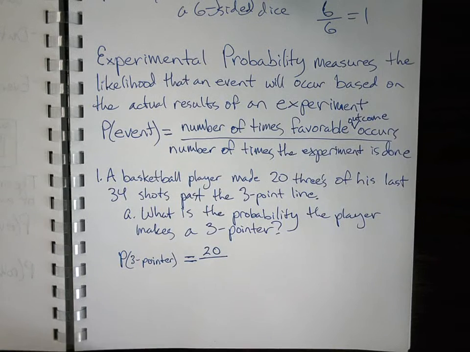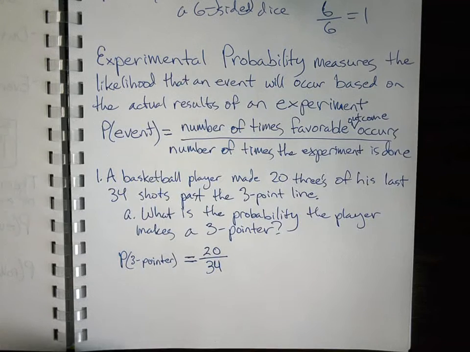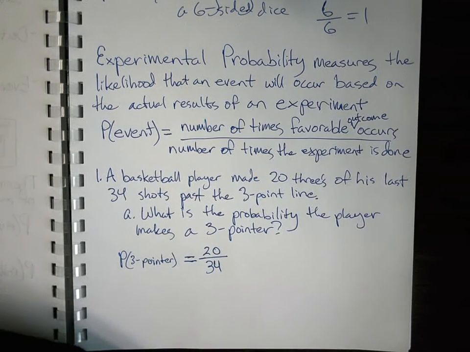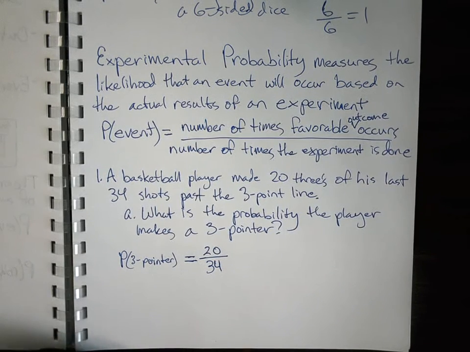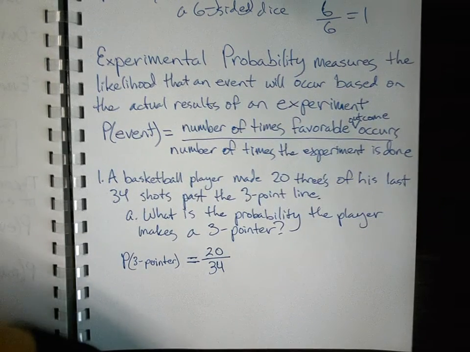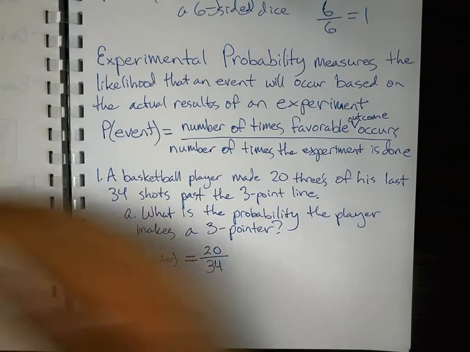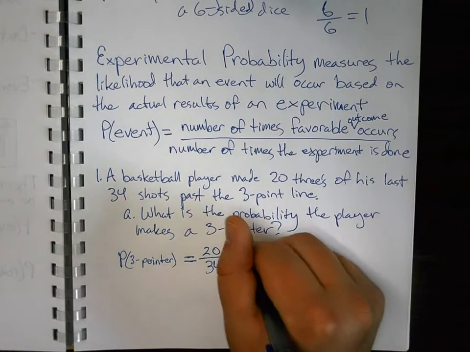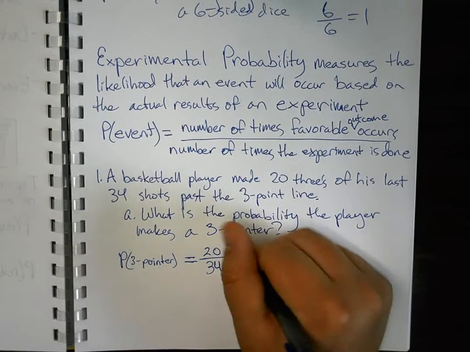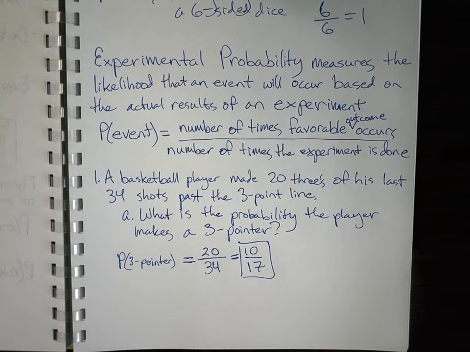Well, 34. So the probability of making a three-pointer for him, based upon the experimental data, that is the number of times he succeeds, the number of times the favorable outcome occurs, over the number of times the event's tried, that's just 20 over 34. And you can reduce that to 10 over 17. Make sure to reduce if you can. Sometimes you can't, and if you leave it in the larger form, I think you'll be fine. But it's always good to reduce.